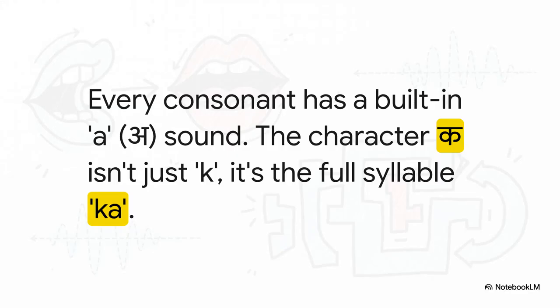Okay, here it is. This is the master key. If you take away just one thing from this whole explainer, let it be this. Every single consonant has a short ah sound built right into it. It's like a buy one, get one free deal. So this character here, it's not just K, it's Ka. That little built-in vowel, that's the secret handshake to the entire script.